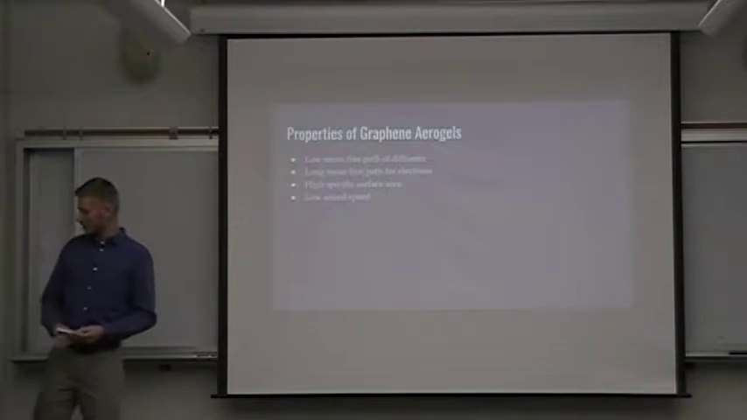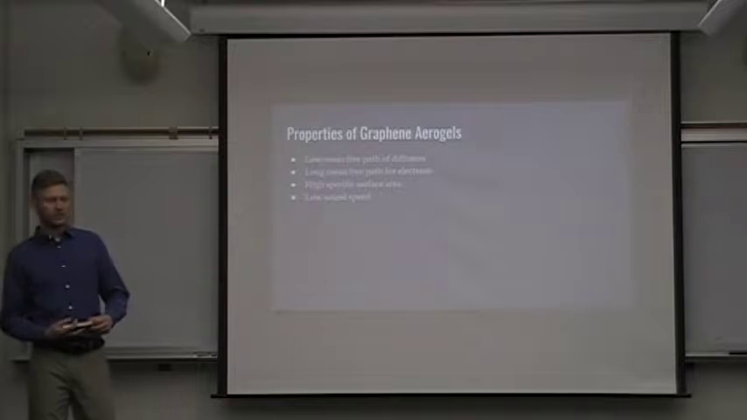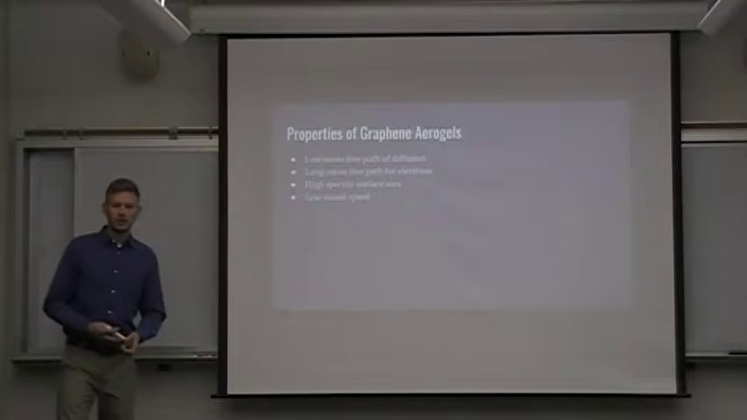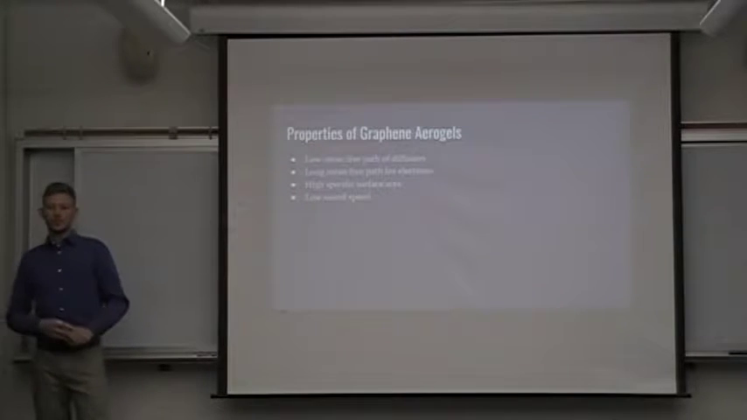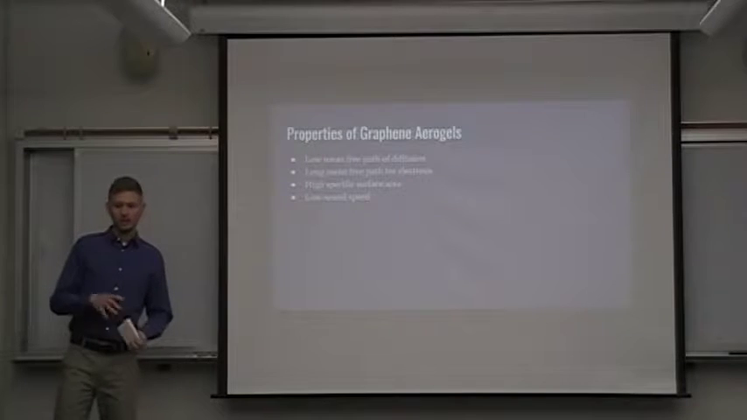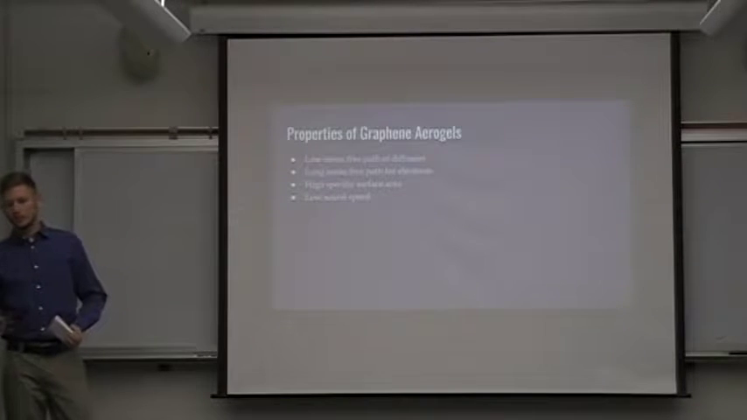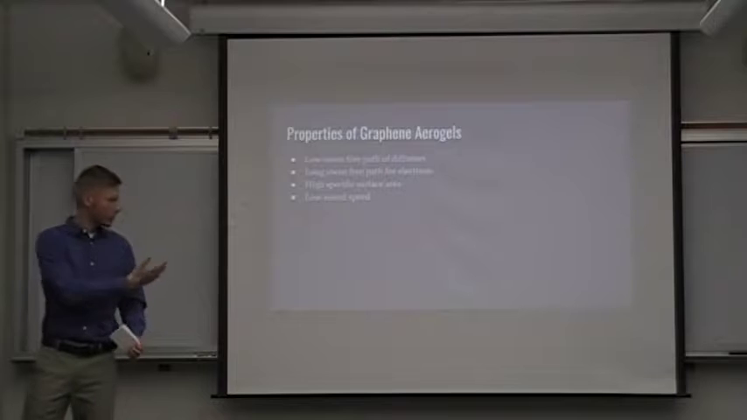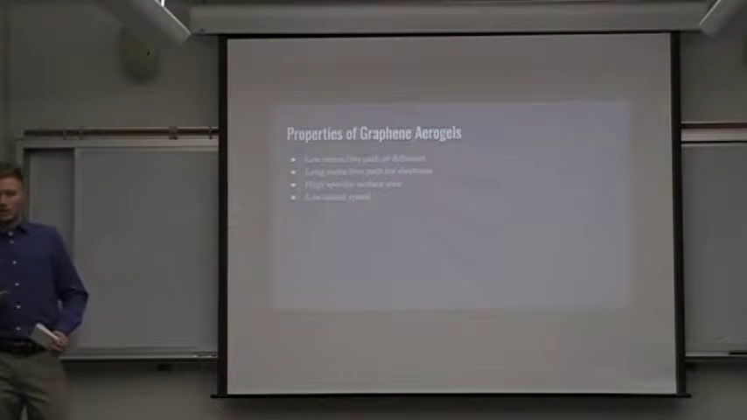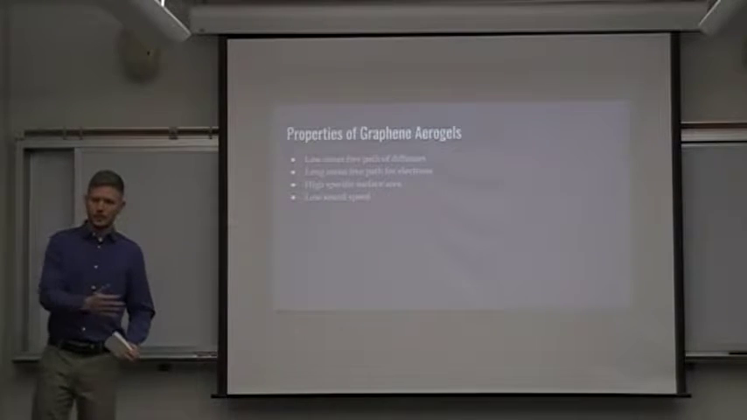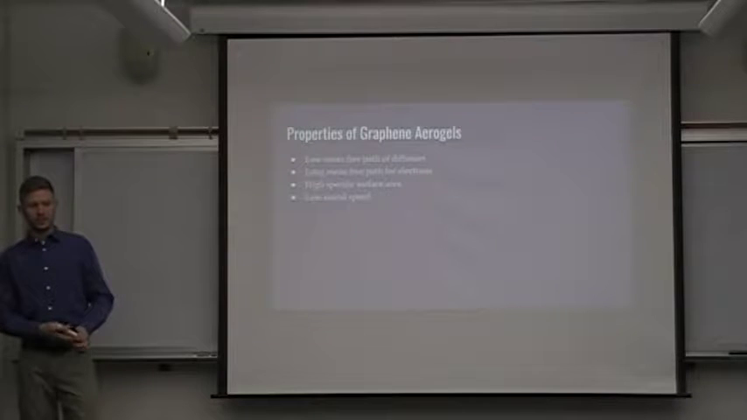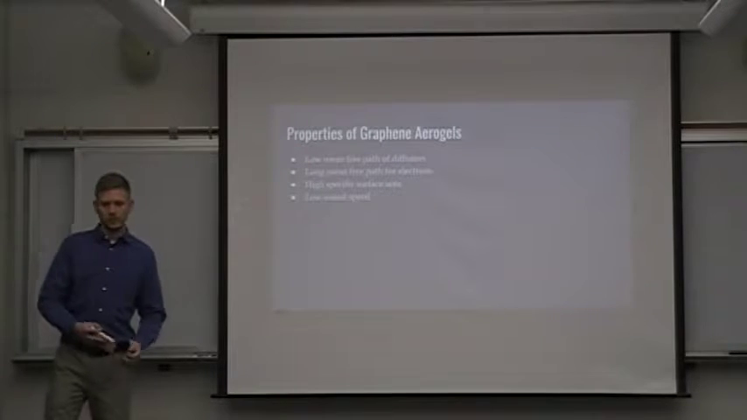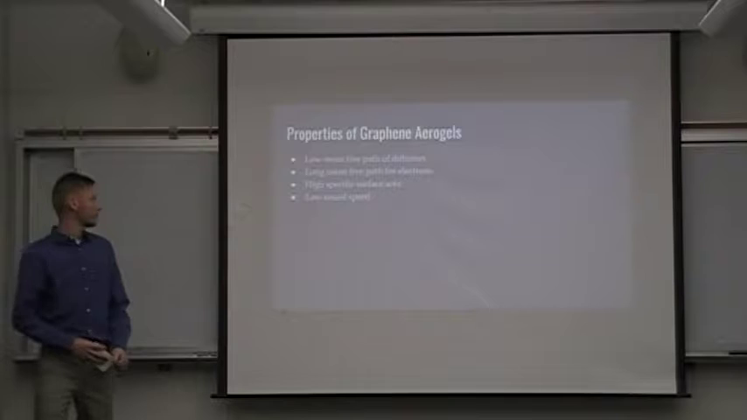So properties of graphene aerogels: low mean free path of diffusion. In other words, it is suggesting that the aerogel is very porous. So when air molecules, for example, in diffusion, go into it, there's another path through the aerogel that another air molecule can go into and then bump into each other.